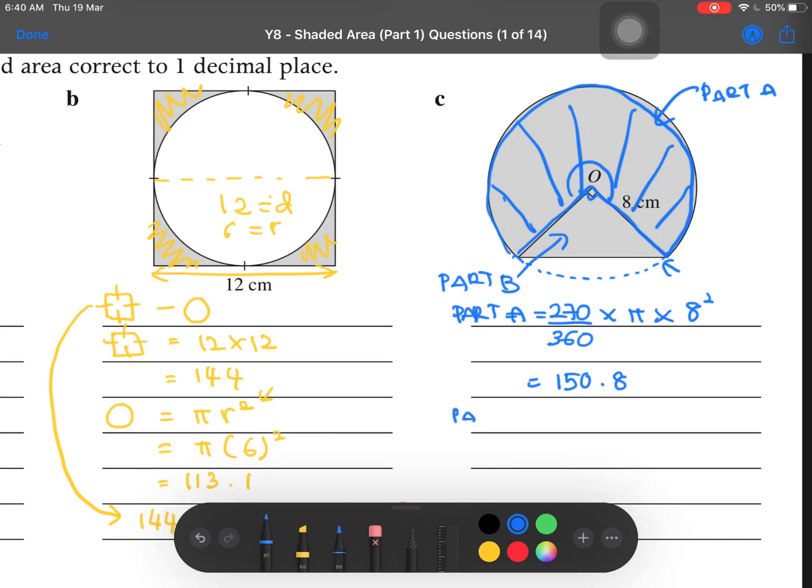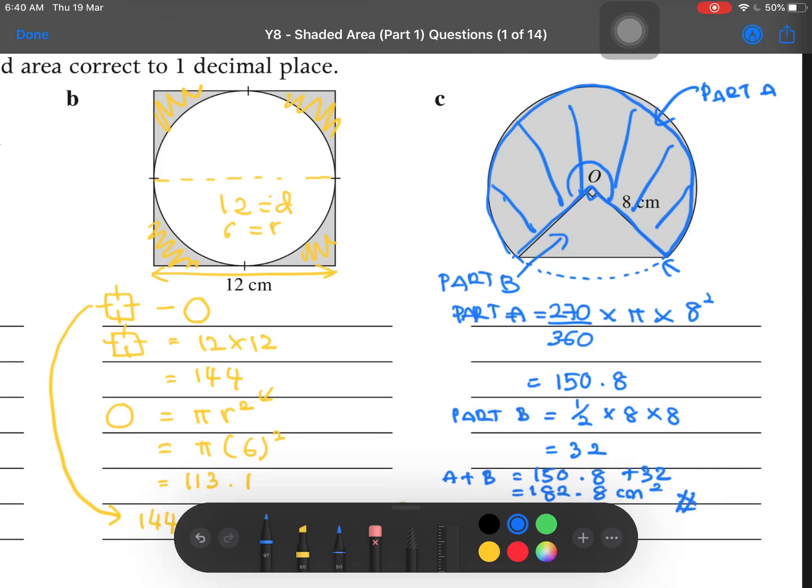Now, part B is just a right angle triangle. So it's half times base times height. And this will give us 32. At the end of it, you just have to add both parts. So A plus B equals 150.8 plus 32. And this will give you 182.8 cm squared.